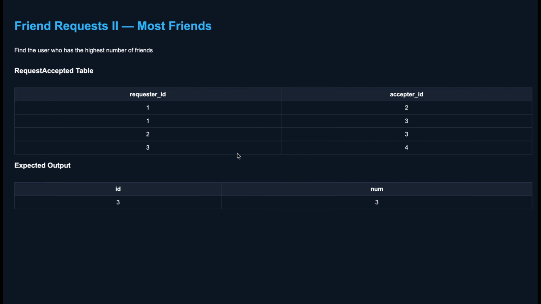So clearly user 3 has the maximum number of friends, which is 3, and that's why the output will be this, right? For user 3, the number of friends is 3, which is the maximum number of friends in the entire data.